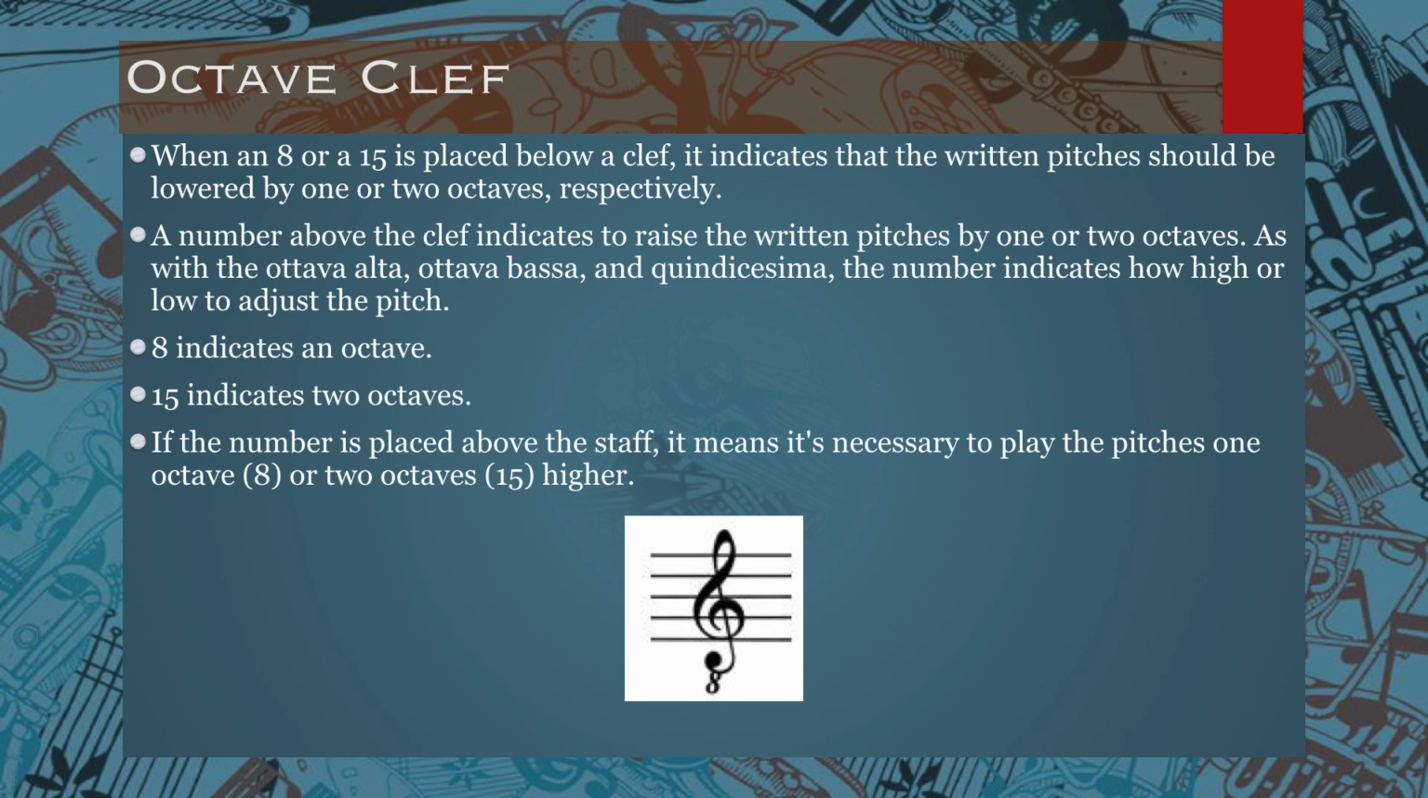There's also another way that you can change the pitch. When an 8 or a 15 is placed below a clef, it indicates that the written pitches should be lowered by 1 or 2 octaves respectively. So if you see an 8, you lower it by 1 octave. If you see a 15, you lower it by 2. You can also place this number above the staff, and that would indicate the opposite. So you play an octave higher or 2 octaves higher, depending on whether you have an 8 or a 15. So 8 indicates an octave, and 15 indicates 2 octaves.